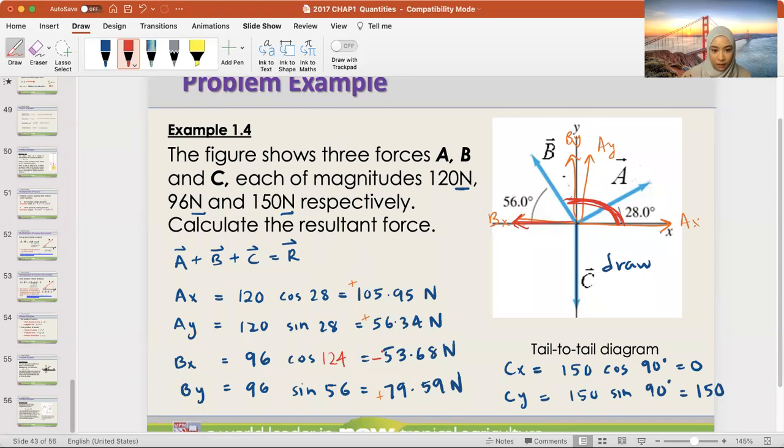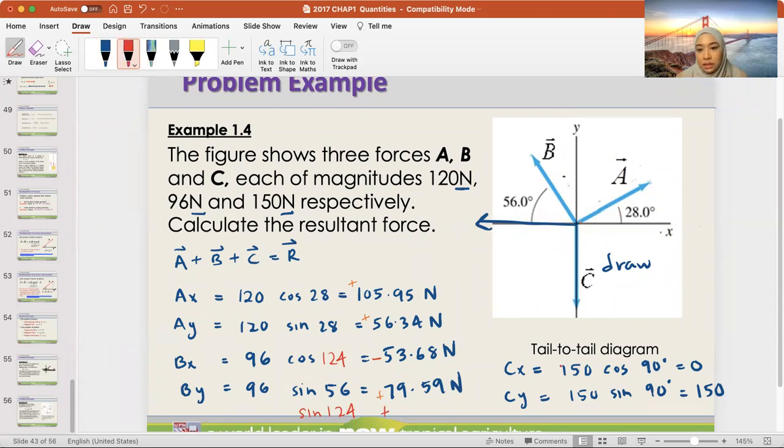Okay? So what about By? For By, I can put in sine 56 or I can say sine 124. The answer will always be positive. Sebab By kita ke atas sini. So you will always get positive. So there is no issue in that. So issue dia bila kita ada Bx yang ke kiri lah. Okay. So that is something you need to keep in mind.